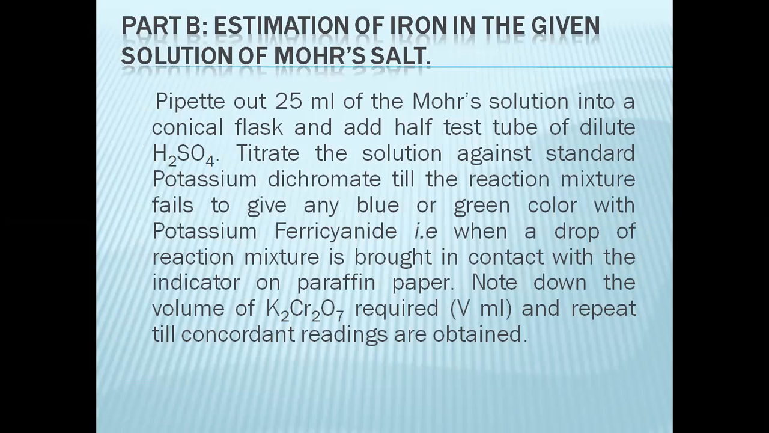Next you have to add half a test tube of dilute H2SO4. Then you have to titrate this reaction mixture against standard potassium dichromate till the reaction mixture fails to give any blue or green color with the potassium ferricyanide.